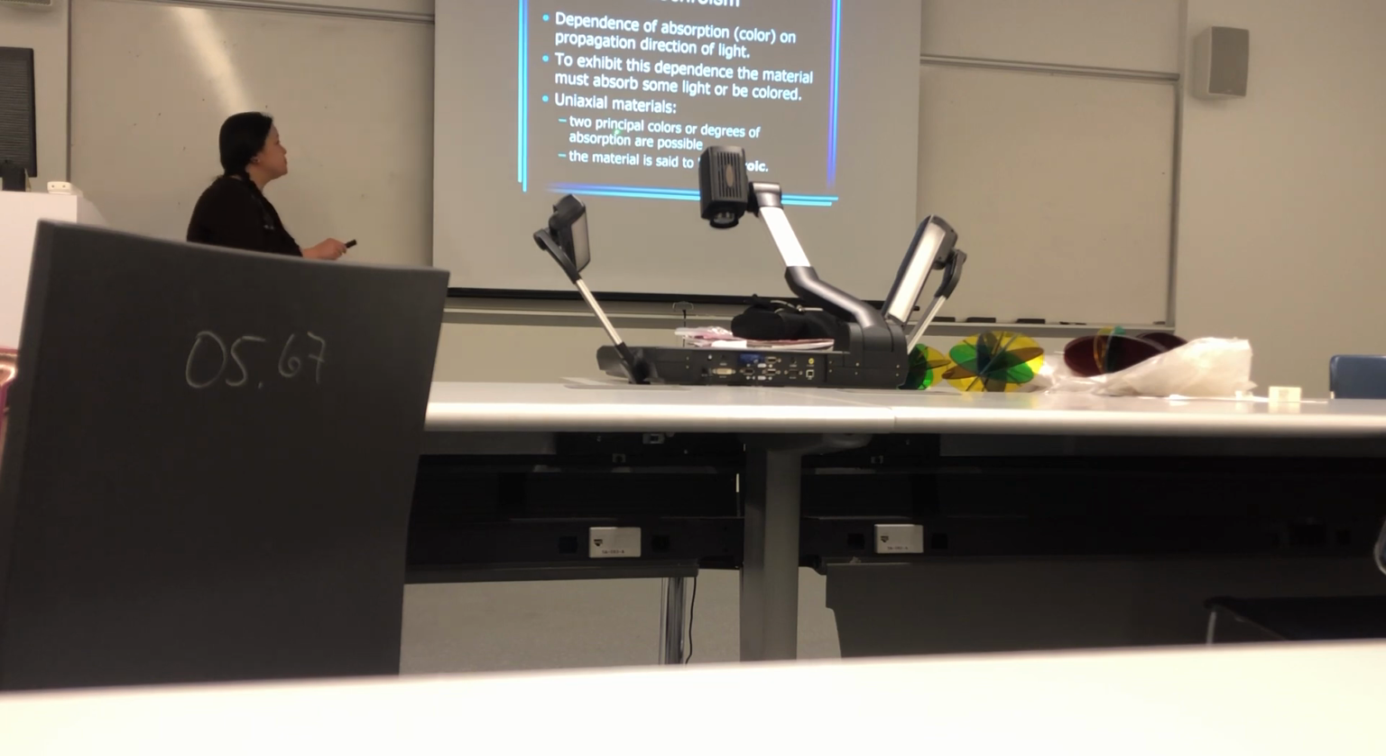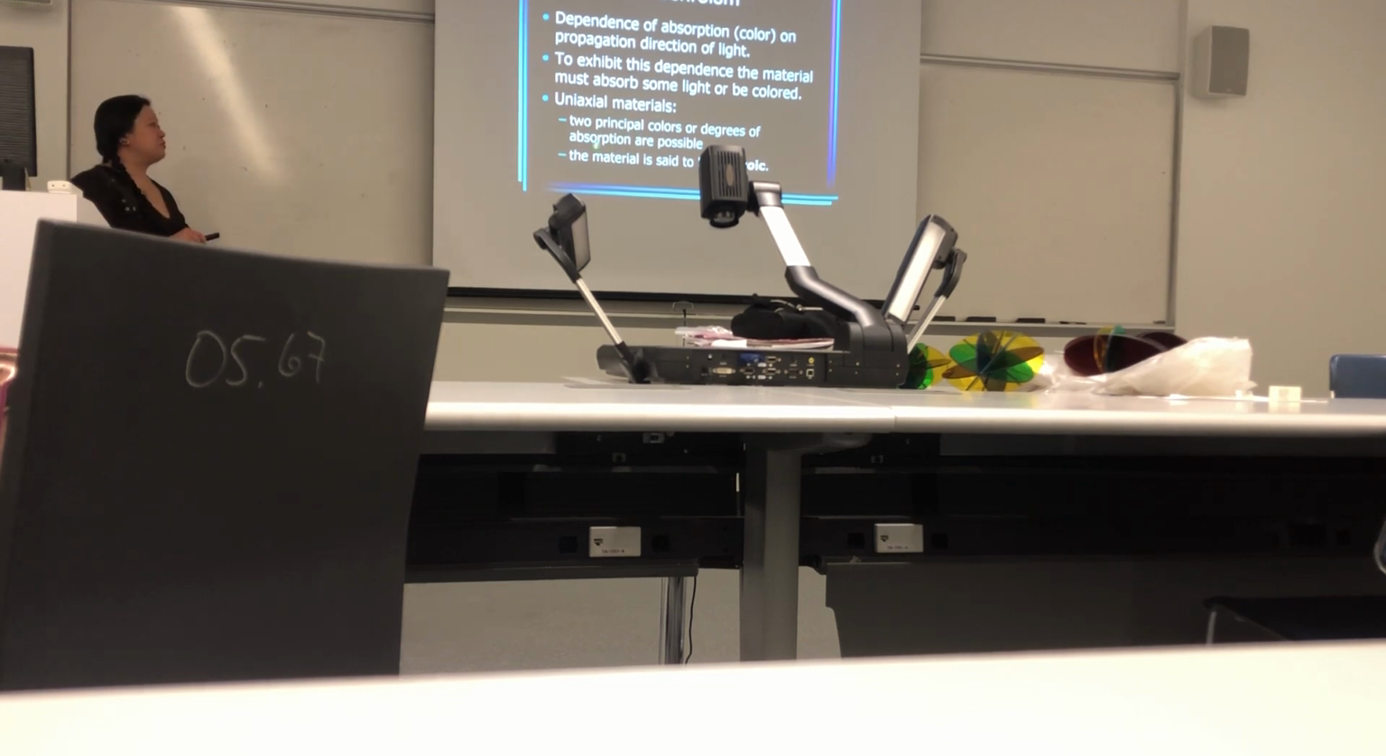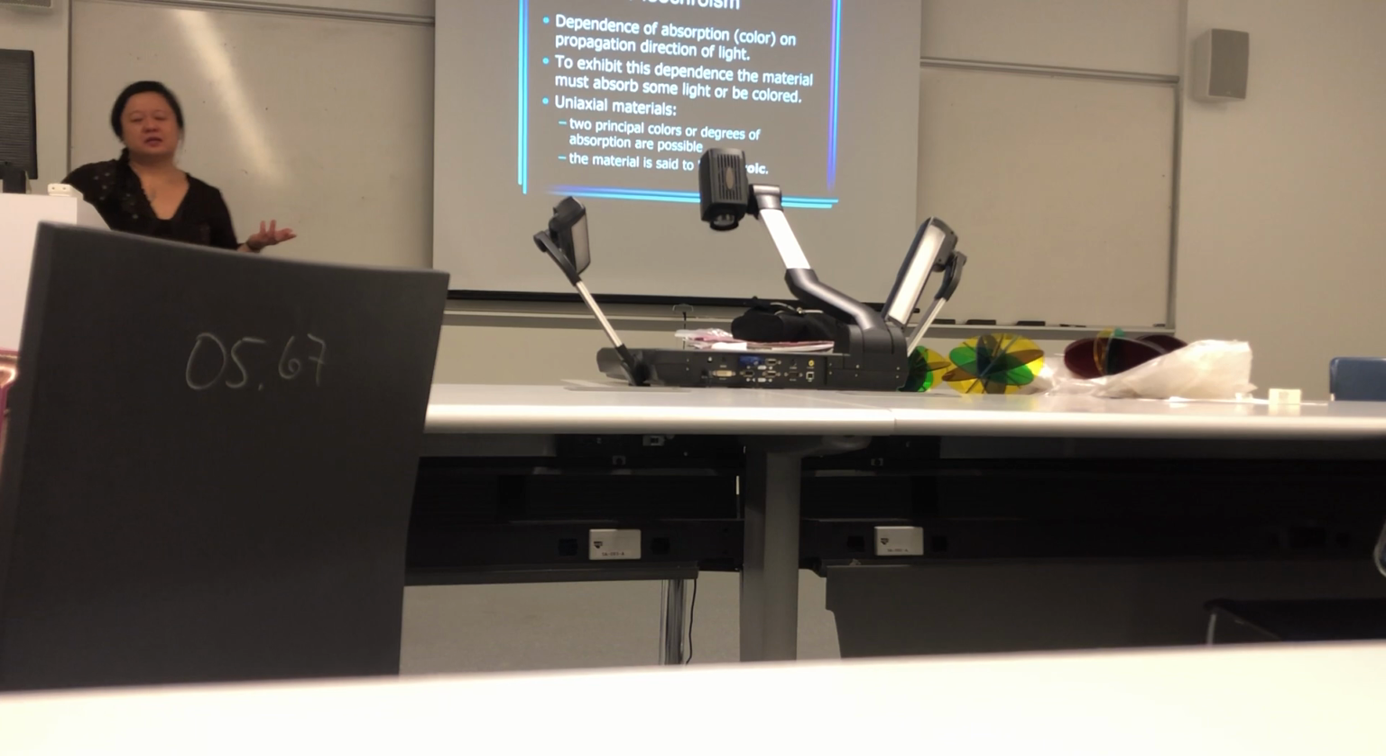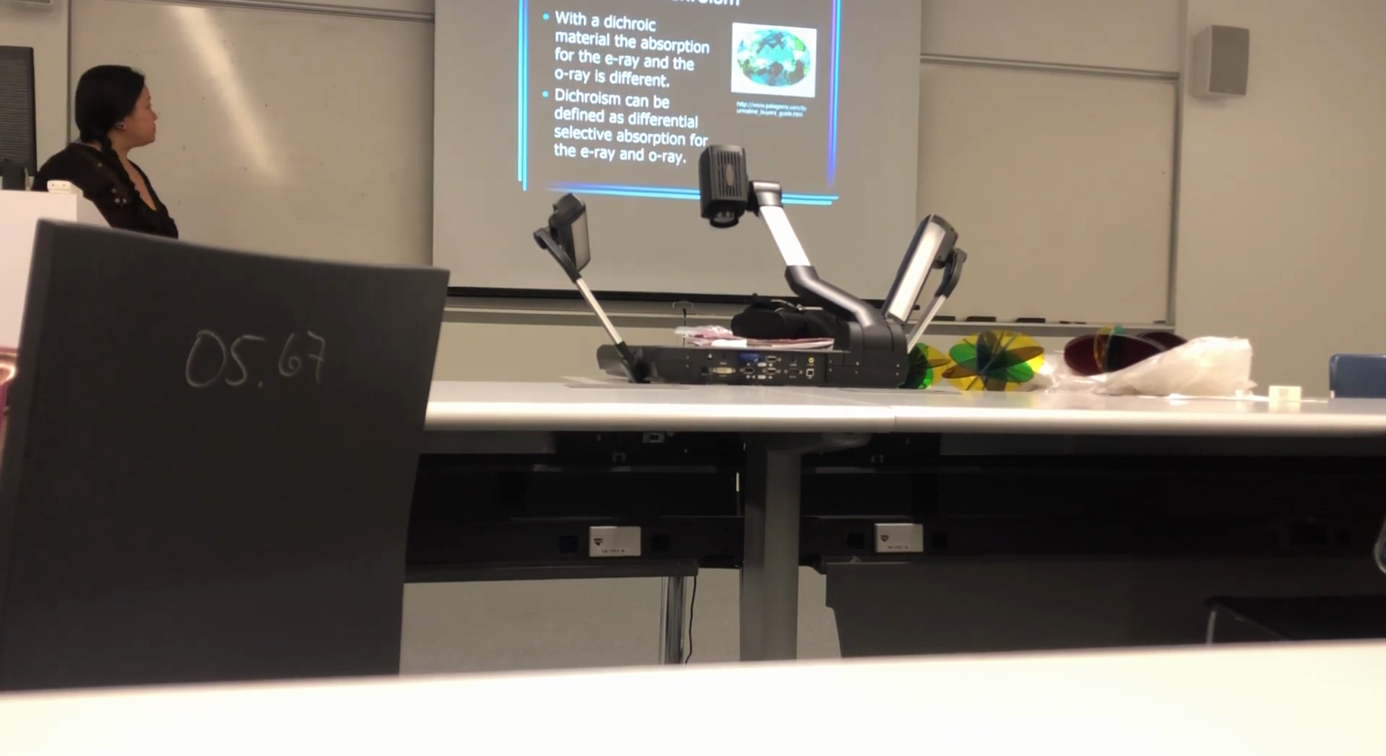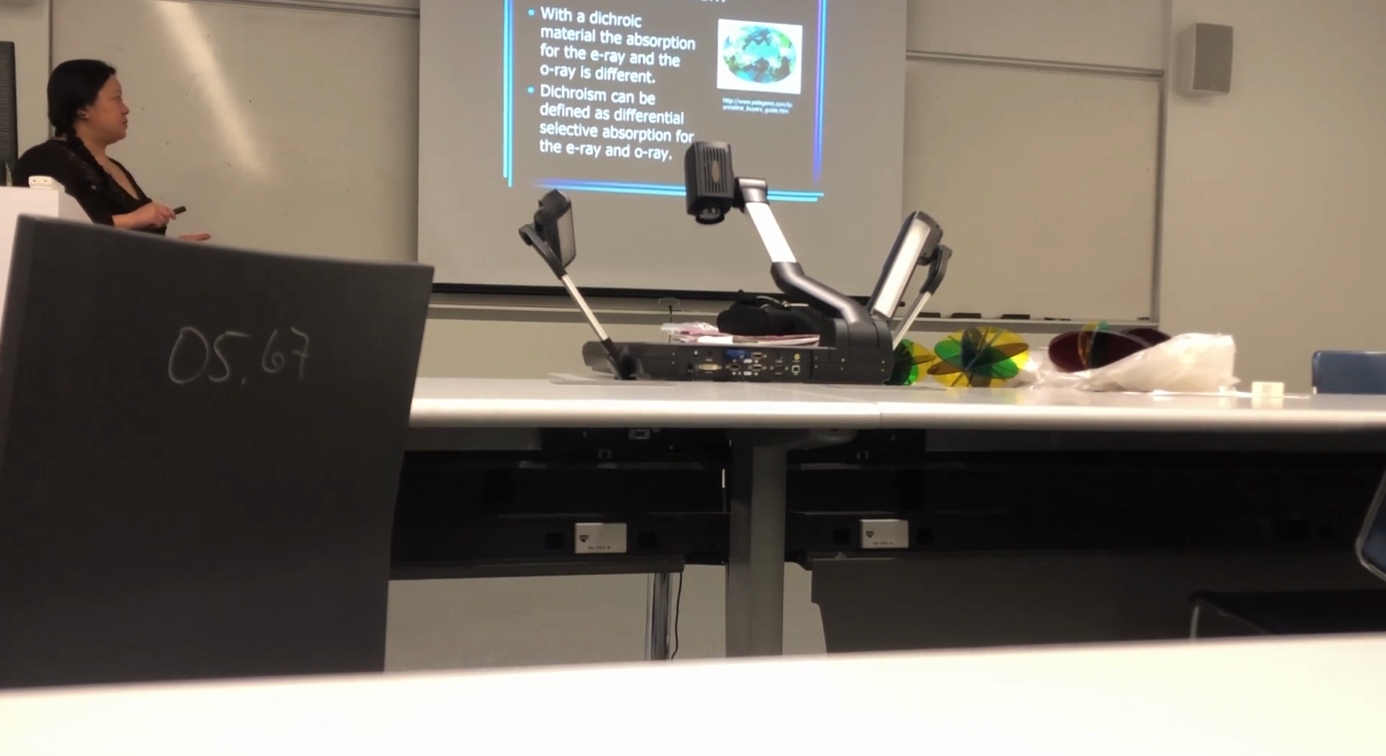So with uniaxial materials, there are typically two principal colors or degrees of absorption. The degrees of absorption, that's what I was saying, dark blue, light blue, or something like that. The material is said to be dichroic, di implying two colors or two extremes of absorption. So with a dichroic material, the absorption for the E ray and the O ray have to be different. Not only are the refractive indices experienced by the O ray different from the refractive index experienced by the E ray, so is the amount of the wavelengths that are being absorbed. So dichroism can be defined as differential selective absorption for the E and the O ray.